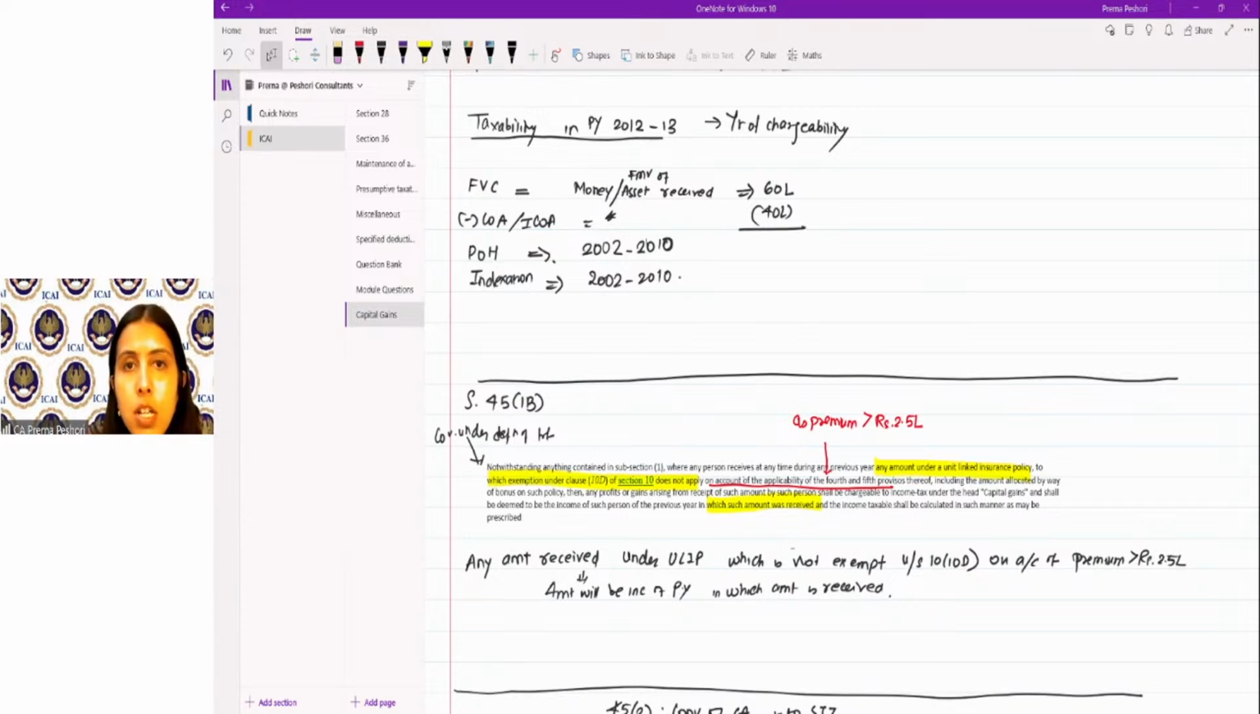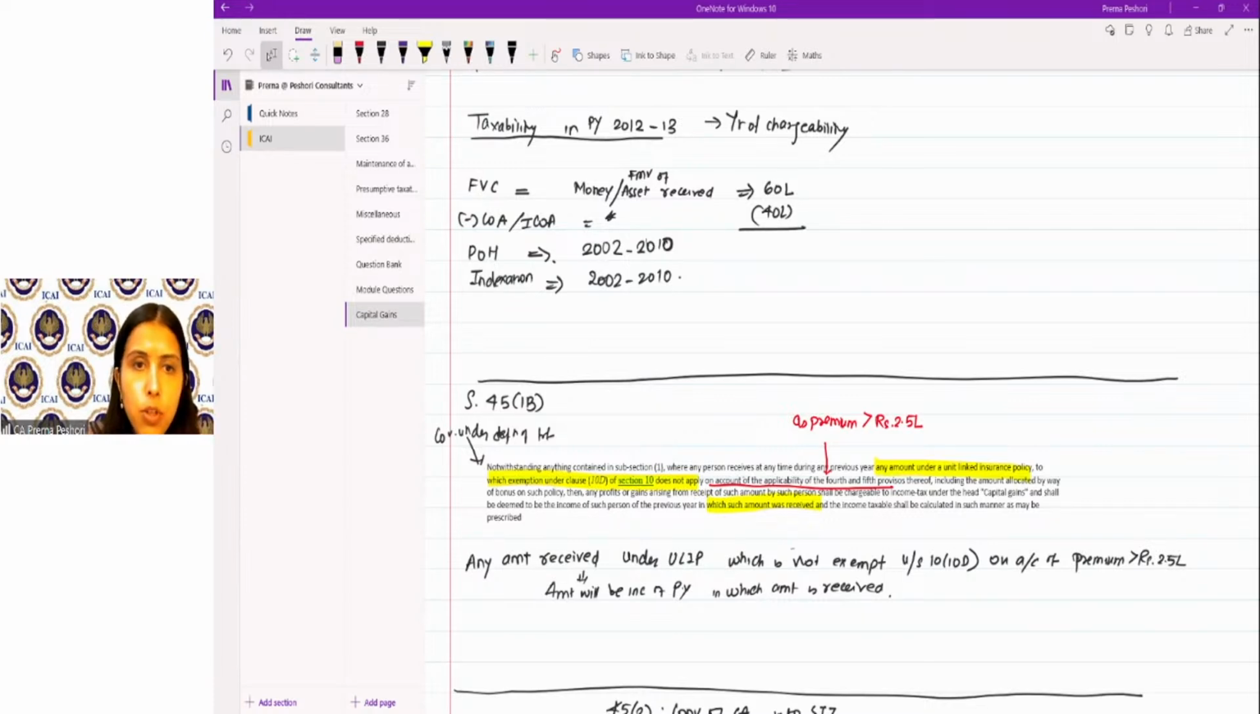45.1b was your ULIP. Now, do you remember? Yes. So 45.1b was where the person receives any time during the previous year any amount under a ULIP, which does not qualify for exemption under 10(10D) because the premium exceeds 2,50,000. So that will be chargeable under the head capital gain.